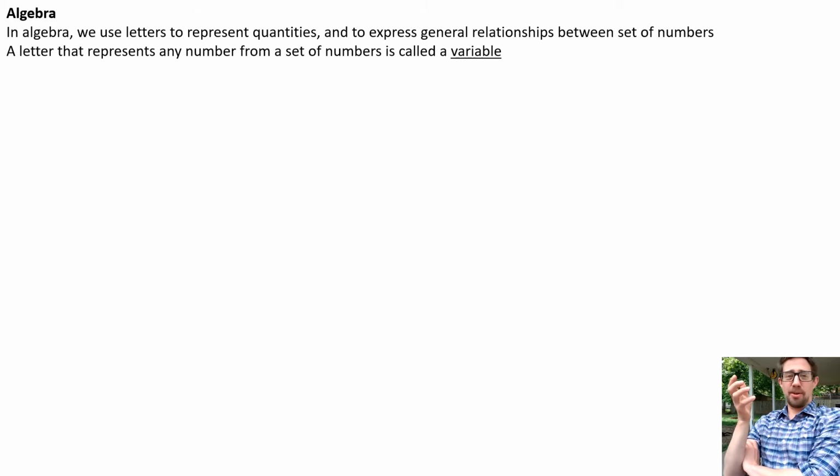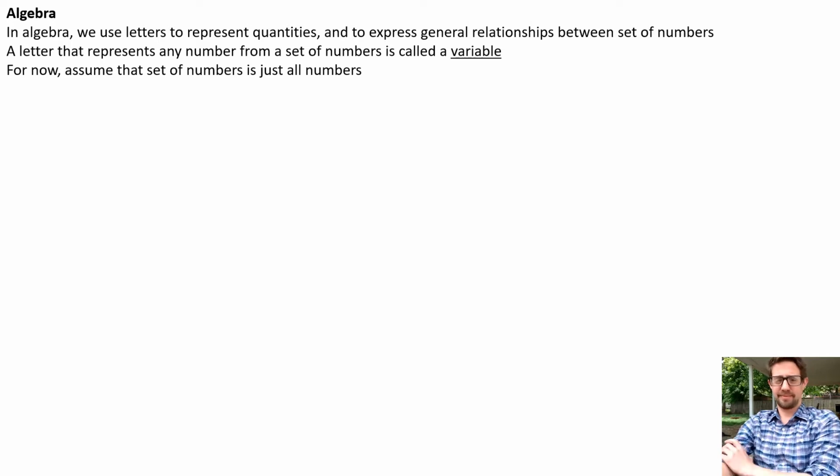So a letter that represents a number from a set of numbers is a variable, like x. X is the most common one. Don't know why, just is, but we can use any letter. We can even use Greek letters like pi that aren't even in our alphabet. And when I say from a set of numbers, for now, just assume that means all numbers, the set of all numbers that we know about.